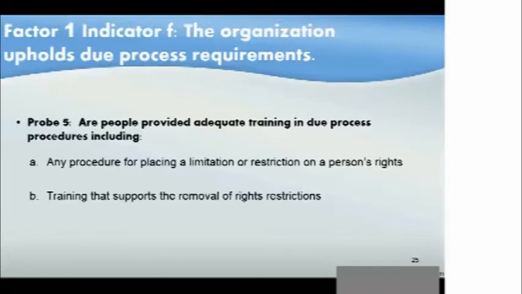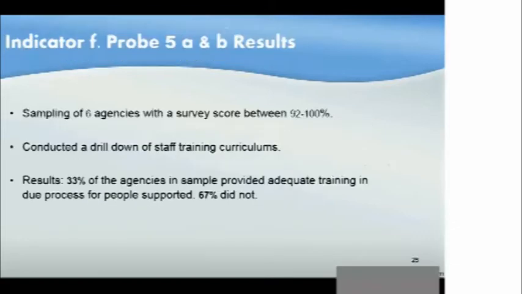I looked at Factor 1, Indicator F. I also looked at Probe 5. Are people provided adequate training in due process procedures, including A, any procedure for placing a limitation or restriction on a person's rights, or B, training that supports the removal of the rights restriction? Indicator F, Probe 5A and B.